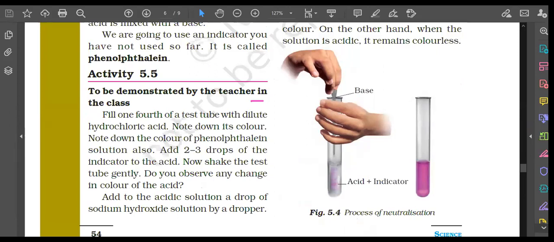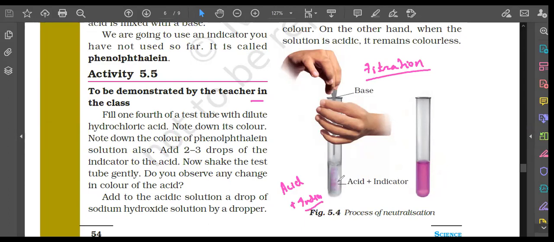Now this process is called neutralization, or there's a fancy term, I'll just write it down. It's called titration. So what do we have? Either we have acid or base. Here I'm taking acid plus some indicator. Why are we taking an indicator? Because we should know that this is an acid.